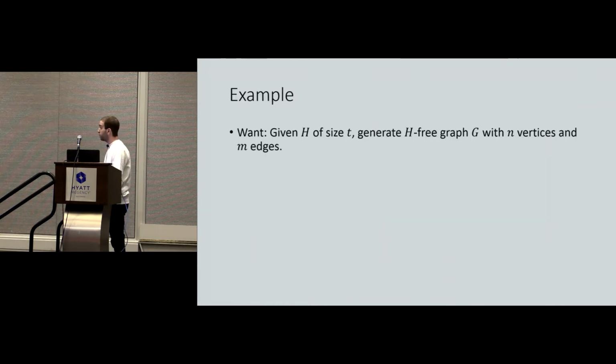So let's see an example. Again, we are given a bad graph H of size T, and we want to generate an H-free graph G that has n vertices and m edges. And when I say that the size of the graph is T, I mean that the number of edges is T, and you should think of T as a large constant.